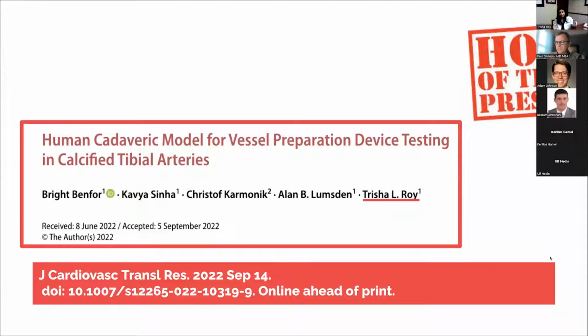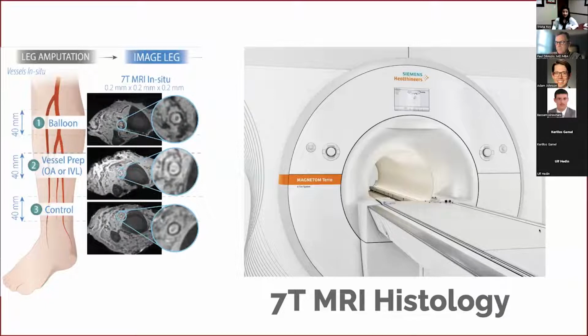But we want to study this robustly. And so we developed a way of imaging cadaveric legs and then testing devices in those legs. So this is our setup. We're really lucky here to have a 7 Tesla MRI. This enables us to do high resolution, 3-dimensional, non-invasive imaging, right? So this is before we ever touch the blood vessel. We can see at 0.2 millimeter isotropic resolution what the actual occlusive lesion is made out of.